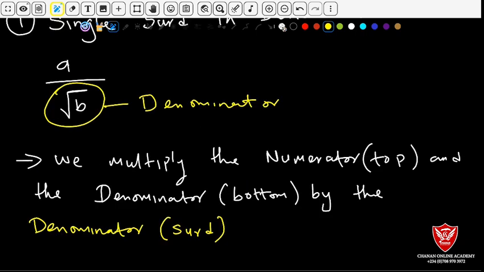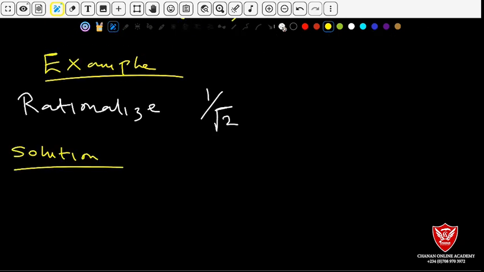If we have a over root b, what we need to do when we want to rationalize it is multiply the numerator, which is a, by the denominator, which is root b, and we do the same thing for the denominator. Let's take an example to explain this. We are asked to rationalize 1 over root 2. So we need to multiply the numerator by root 2 and also multiply the denominator by root 2.